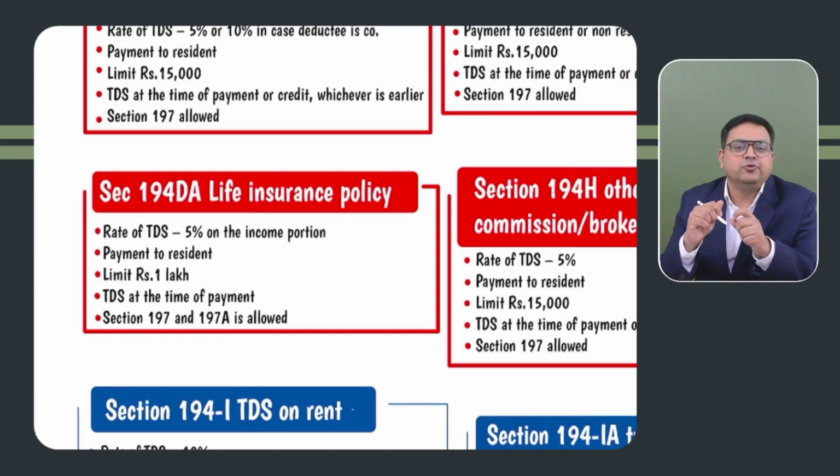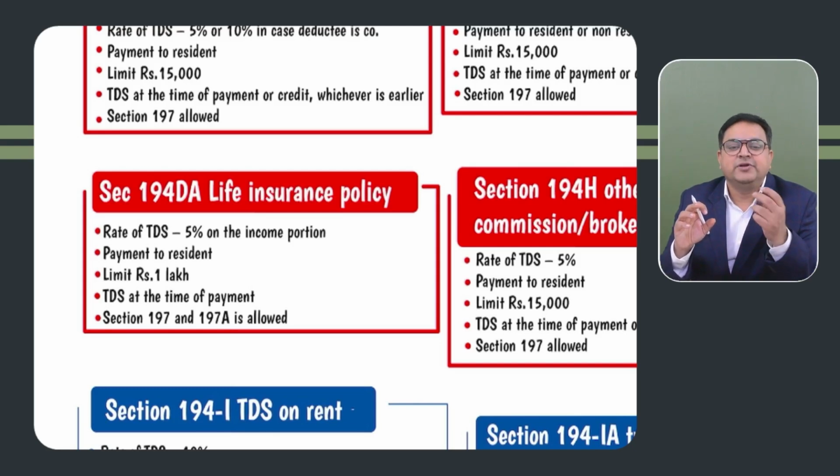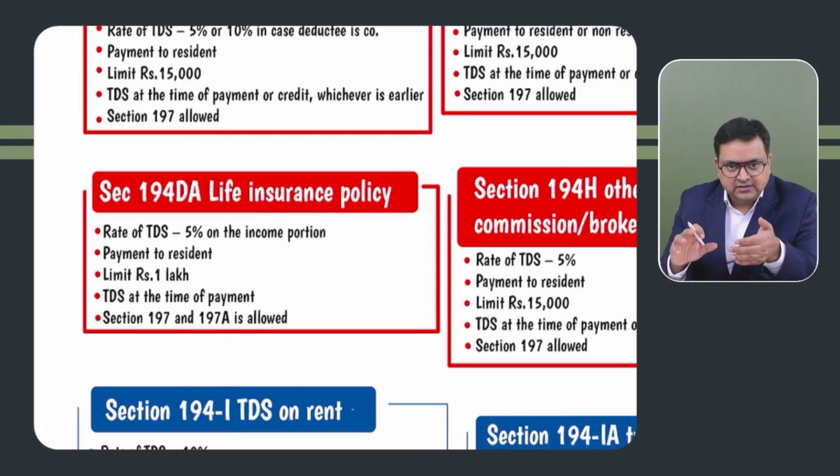5% on the income portion. What is income portion? Whatever the amount which you receive on maturity. First of all, the amount which you are receiving on maturity, it should not be less than 1 lakh rupees. So if it is not more than 1 lakh rupees, then no TDS would be applicable. Here the threshold limit is 1 lakh. So the amount which you are receiving on maturity, it should be more than 1 lakh rupees. Second, that 5% would be the rate on the income portion.